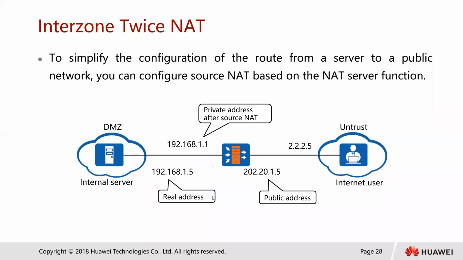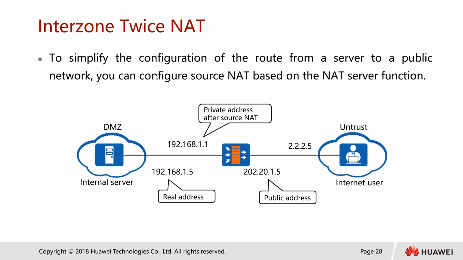We have our internal server, we have our internet user. This is our public IP address. This is the real IP address, and this is the private address. This is the private address after source NAT. So this is our real address. After that, you're going to first translate it from your DMZ to the private address after source NAT, and then this guy will also go ahead and translate it to that, and then it will be able to access the server.